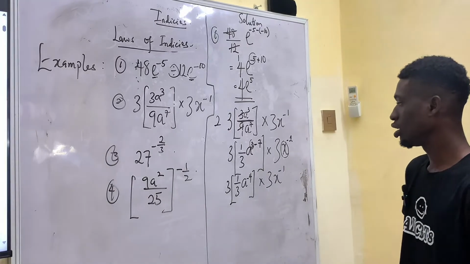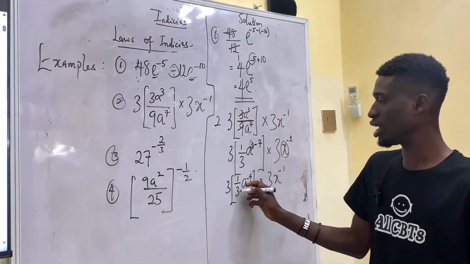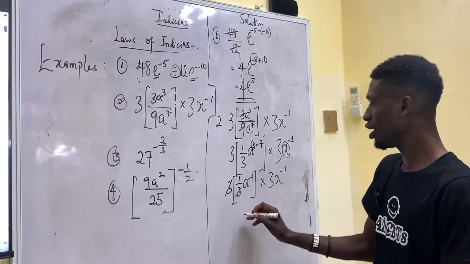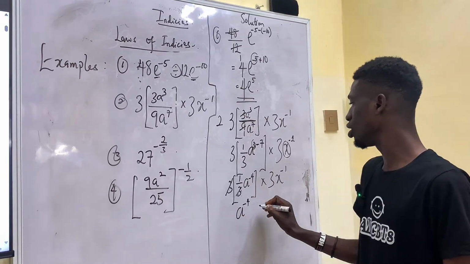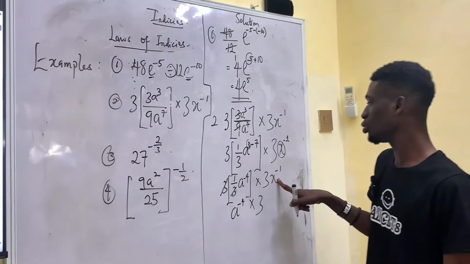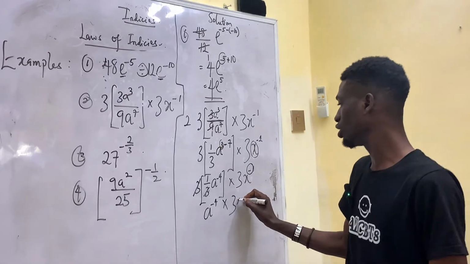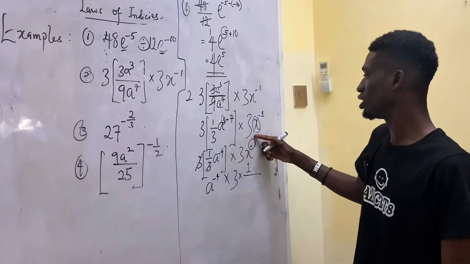Minus 1. So this is multiplication that holds these two quantities together. So 3 is going to cancel out 3. So you are left with a raised to power minus 4 multiplied by 3. Now let's use our negative law, which says that whenever we have negative as power, it's going to turn to 1 all on the quantity, the number itself.